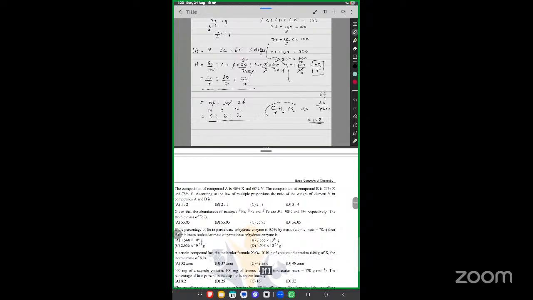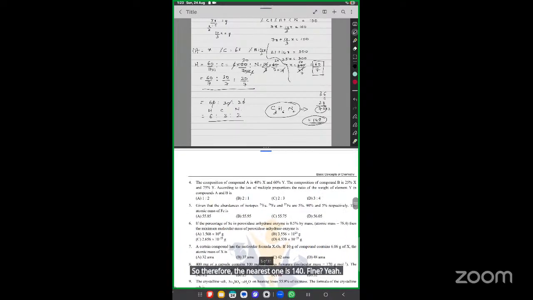If I find the molar mass of this compound, it comes out to be 70. But they have told the molecular mass is greater than 70. So therefore, the nearest one is 140. Understood? Fine, ma'am. Yeah. Okay.